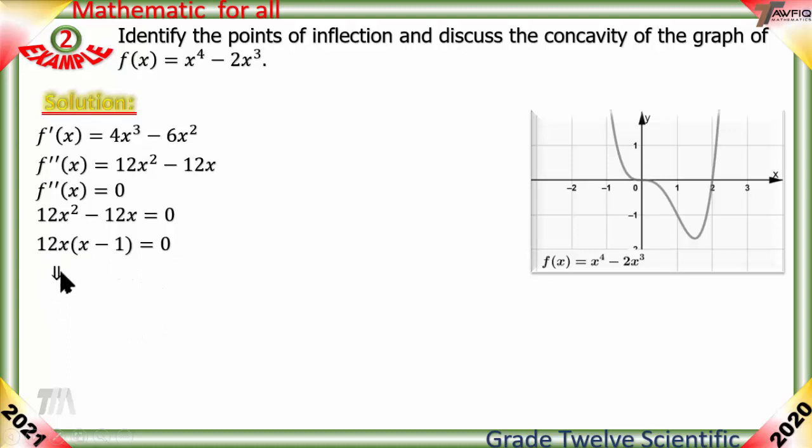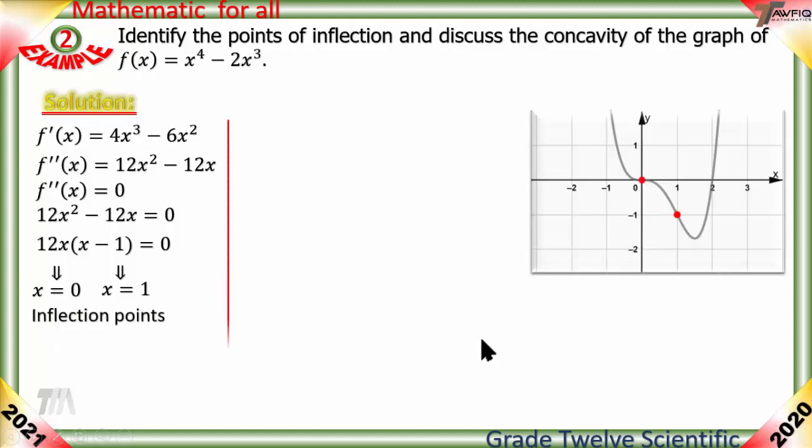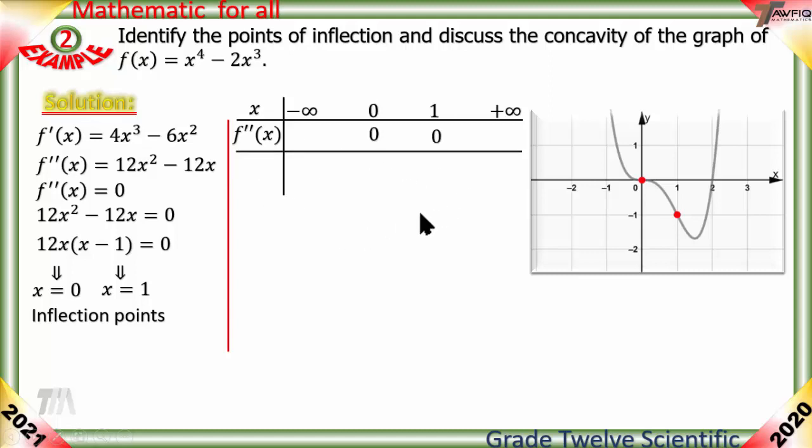From 12x equal to 0, x is equal to 0. From x minus 1 equal to 0, x is equal to 1. These 2 points are inflection points. And now to know the intervals of concave or convex, draw a number line, and we have 1 and 0, and f double prime at these 2 points is 0.